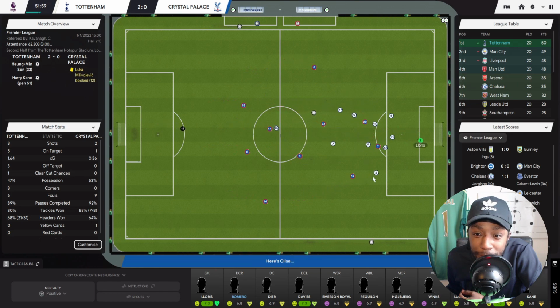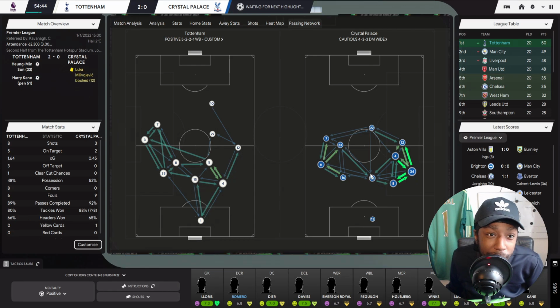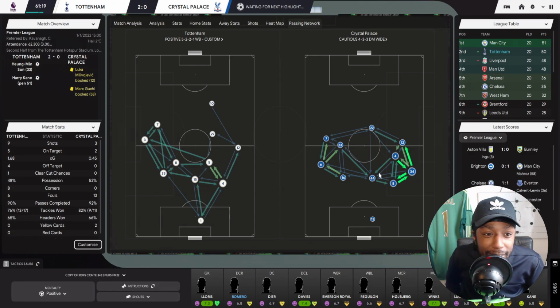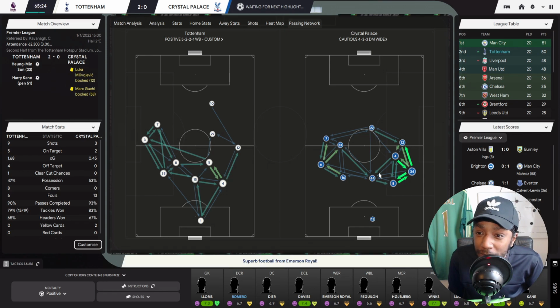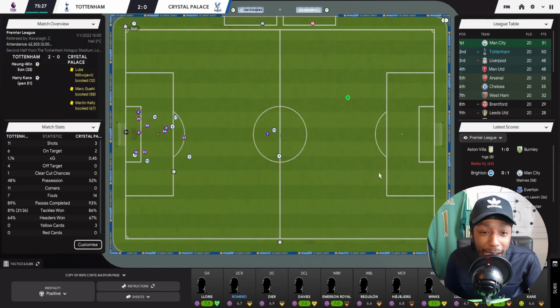Oh, they're breaking through, Michael Olise. That would have been a good goal, but Hugo Lloris sweeps up the ball. We're just approaching 60 minutes now. Tottenham have been fairly the dominant side. Crystal Palace haven't really caused us any issues. Excellent football there from Emerson Royal. We are now currently second in the Premier League. Still just 1 point behind the league leaders.